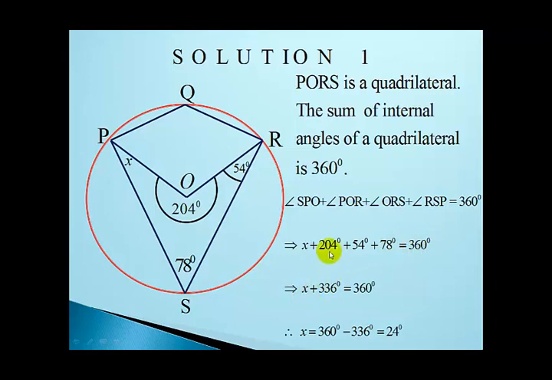Now 204 degrees plus 54 degrees plus 78 degrees is equal to 336 degrees. So on the left hand side we have X plus 336 degrees is equal to 360 degrees. Because we are solving for x, we group the angles on the right hand side, and so plus 336 degrees on the left hand side becomes minus 336 on the right hand side. Therefore, x is equal to 360 degrees minus 336 degrees, and this is equal to 24 degrees. That means that the angle x equals 24 degrees.